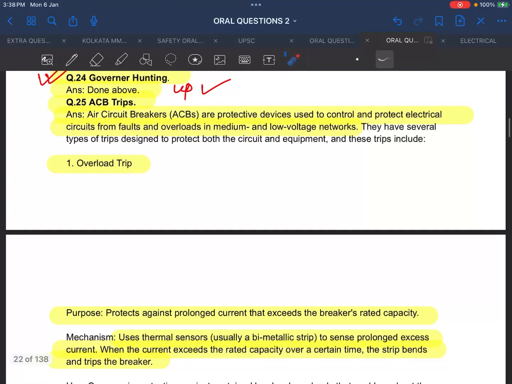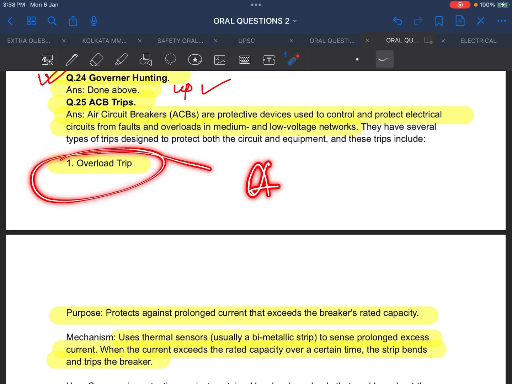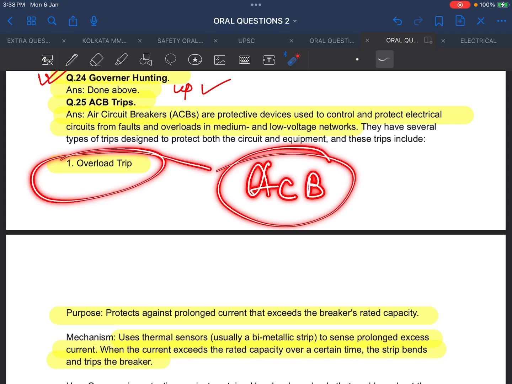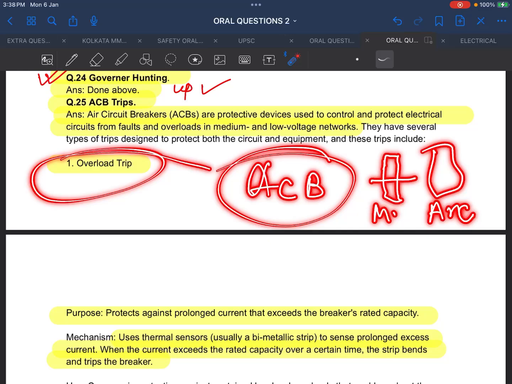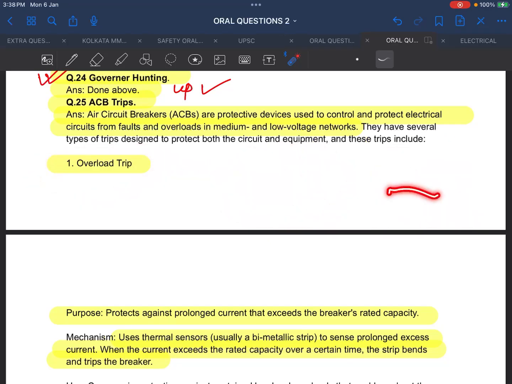Now, what are the ACB trips? It means the various protections in the ACB. ACB is the air circuit breaker. How the ACB works, I will tell you later, because there are two main contacts, one is the arcing contact, and how they work, which contact will make first and which will disconnect first, I will tell you each and everything in detail. So now just see the trips.